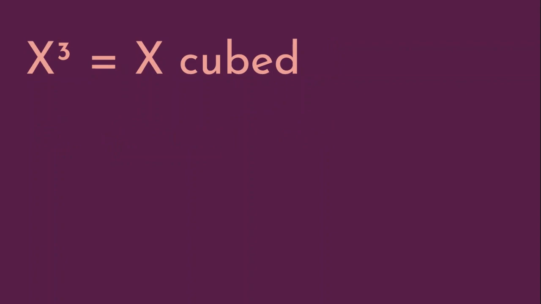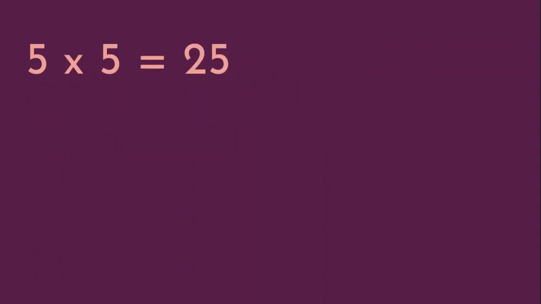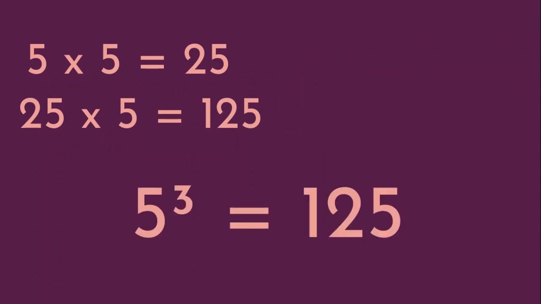So for our next example, let's work out 5 to the power of 3, or 5 cubed. That means we have to do 5 times 5 times 5, and that's something most people couldn't do in about 2 seconds. First, let's do 5 times 5, which is 25. Now we have to do 25 times 5, which is 125. So that means 5 cubed is 125.